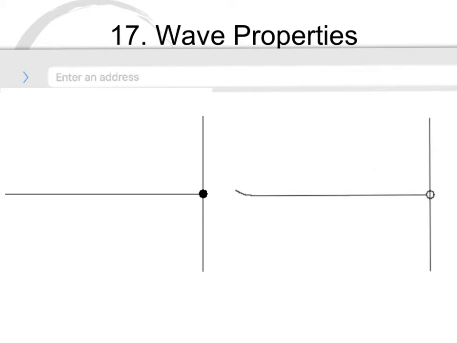So we have a crest coming in, it hits the boundary, reflects, and we have a crest going back out. So that would be a free end, a free boundary.